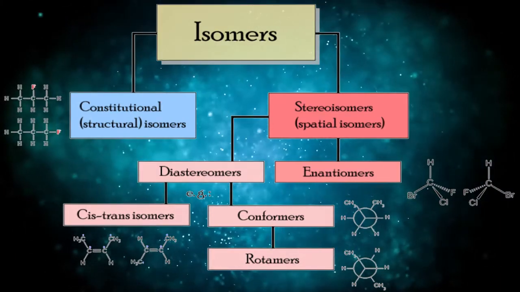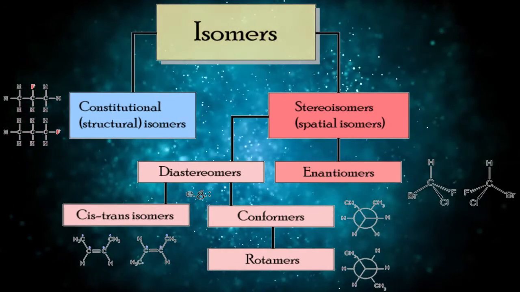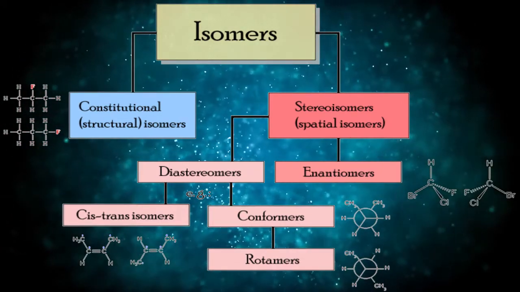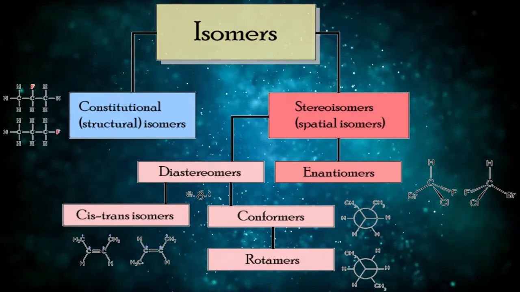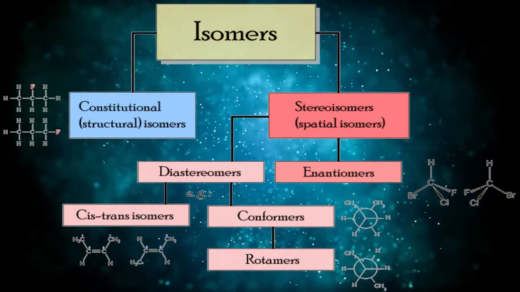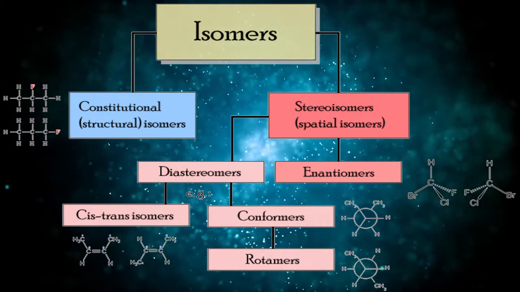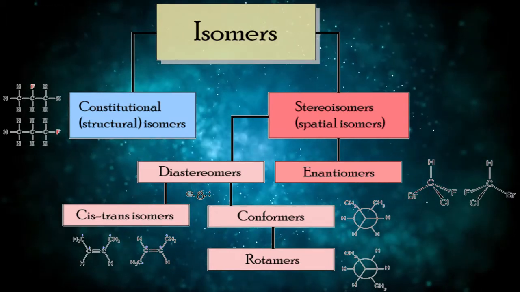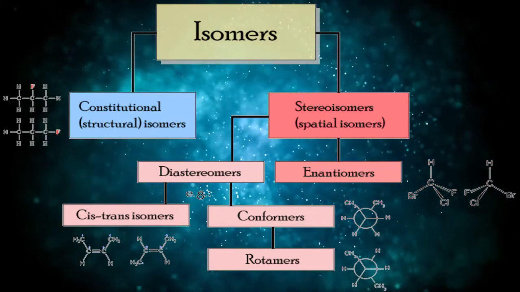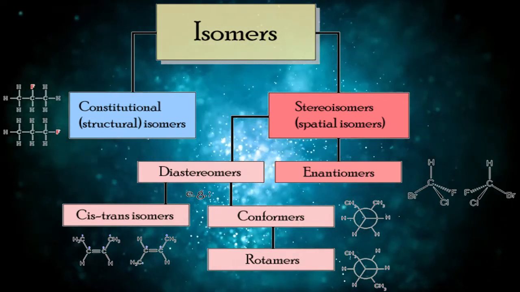So here we'll discuss the isomers that are present inside the organic part. If you see the screen, you can see that broadly isomerism has been divided into two types. One is constitutional isomers or structural isomers, and the other is stereoisomers or spatial isomers. Now, constitutional isomers, what is the meaning of this particular word? Constitutional isomers are those which have the same molecular formula but different constitution.